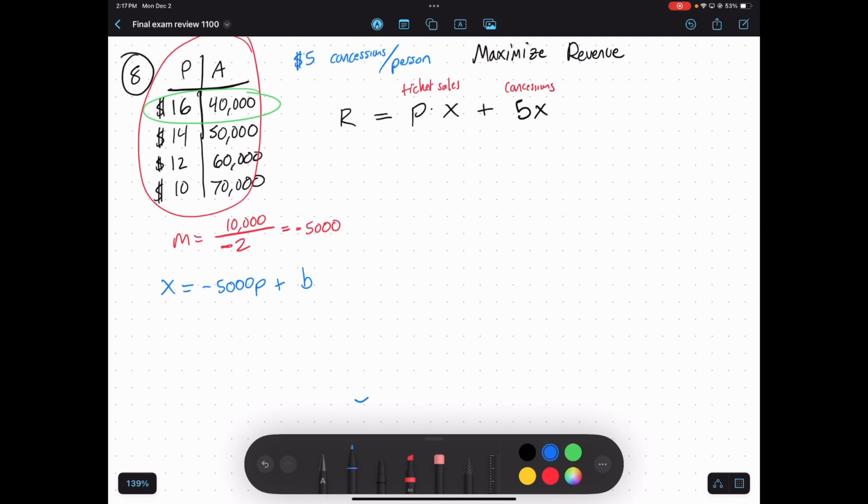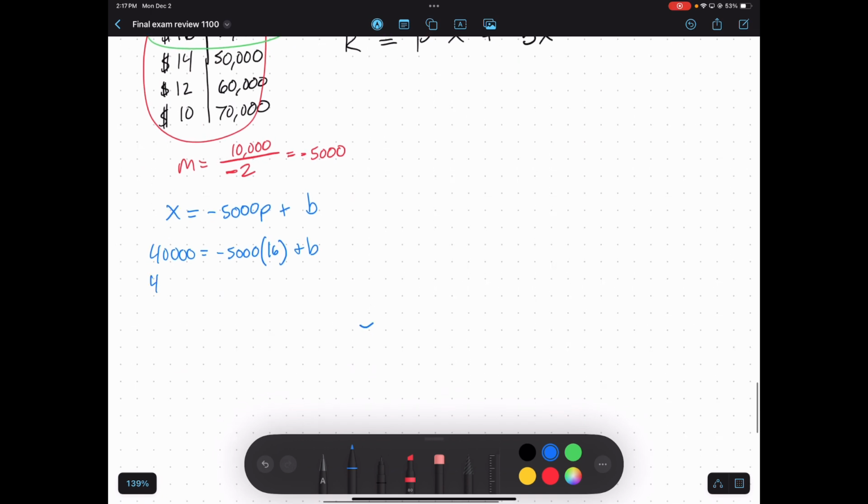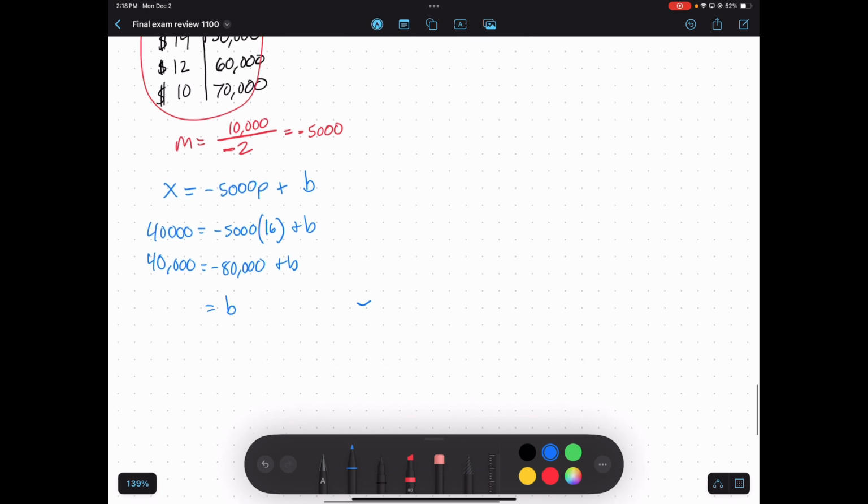So I'm going to plug 40,000 in for X and 16 in for P. And when I do that, negative 5,000 times 16 is, oh goodness, negative 80,000. Add 80,000 to both sides, and you get B is equal to 120,000. Very nice. How else could you have done it?